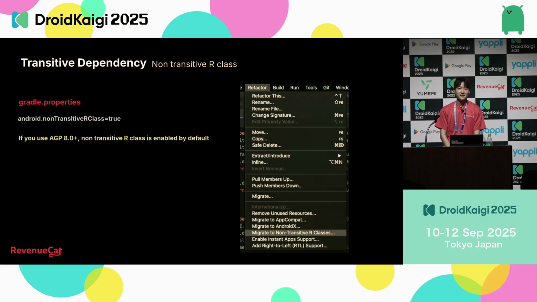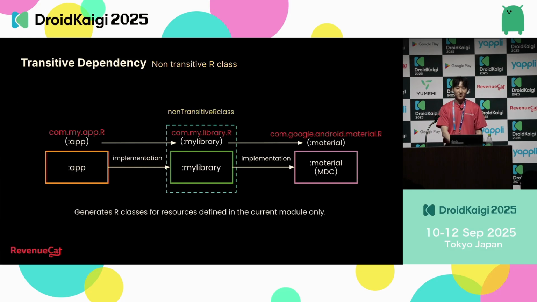And nowadays, you can easily disable the transitive R class problem by enabling the non-transitive R class option in your gradle.properties file. But if you use AGP over 8.0, it's enabled by default. And once you enable the non-transitive R class option, your library will no longer replicate the R classes from its dependencies. And as a result, the app module will generate its own dedicated R class.